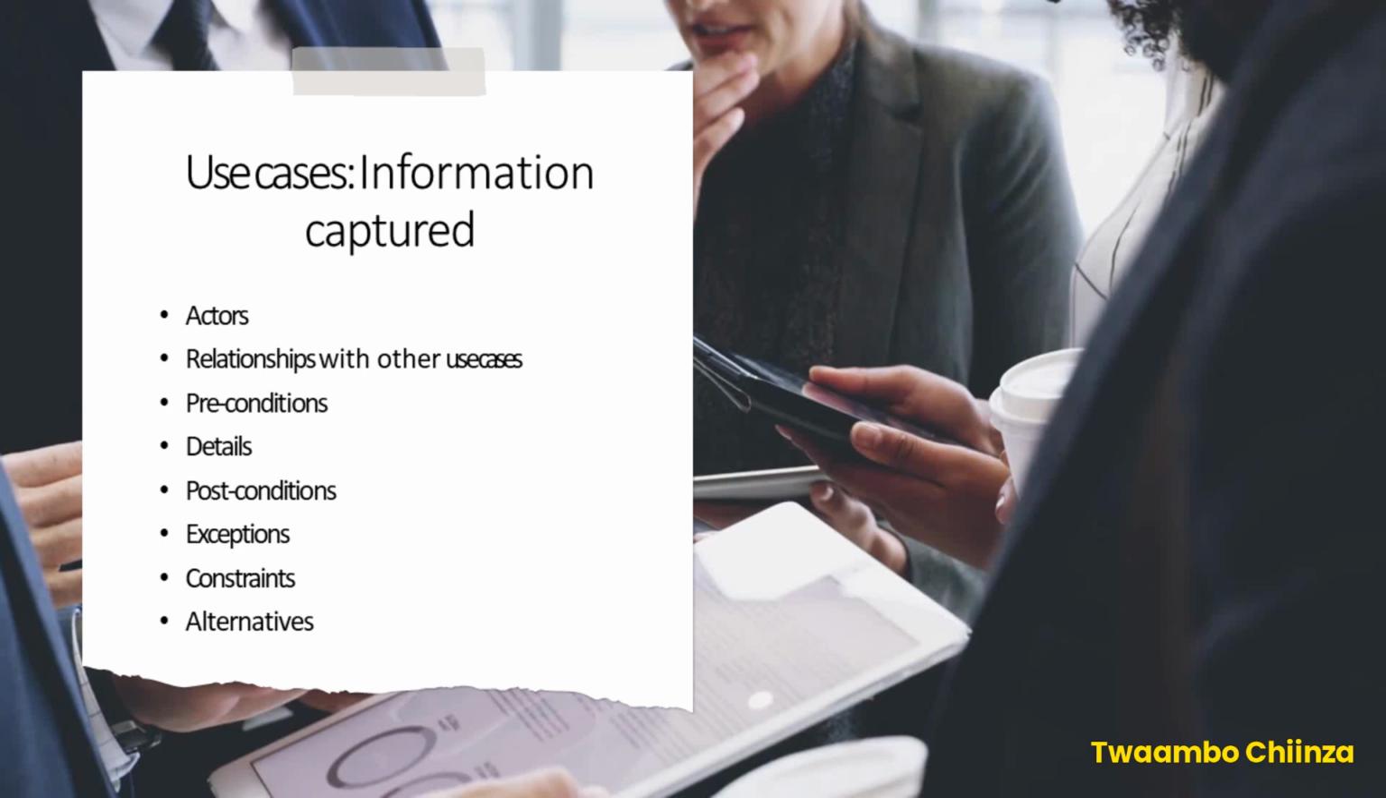Post-conditions define the state of the system after the use case has been completed. These ensure that the expected outcome of the use case is clearly defined, such as confirming a successful transaction. Exceptions identify scenarios where the normal flow of events is interrupted, such as when a payment fails during an online purchase. These are crucial for handling errors and other occurrences.